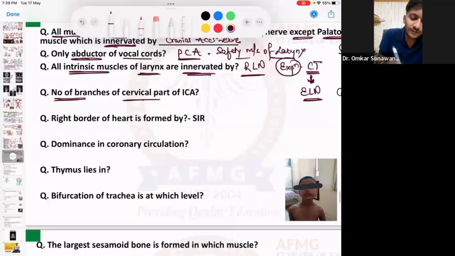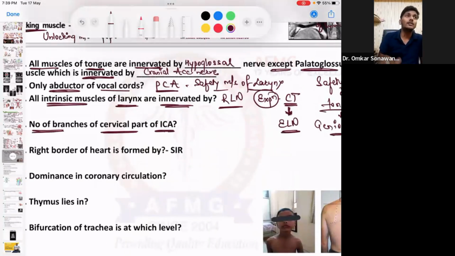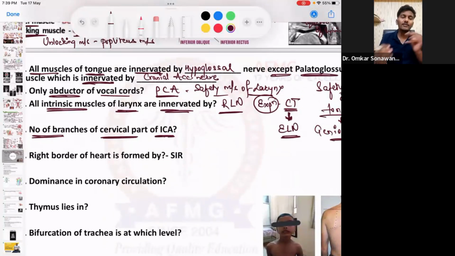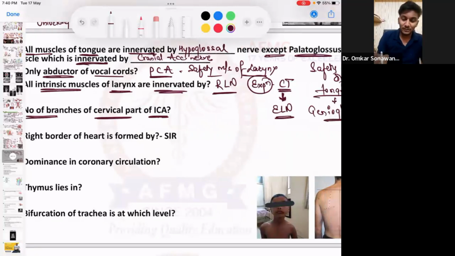Number of branches from the cervical part of internal carotid artery. जल्दी. कितने? 1 2 3 4 5. जल्दी online है, वो भी आंसर करो. शाबाश. It is 0. Number of branches from cervical part.